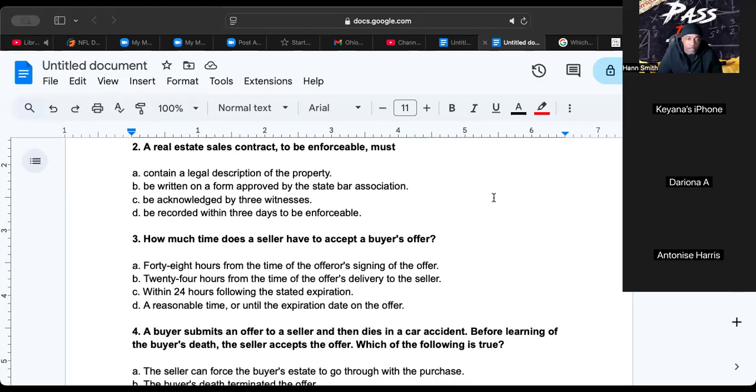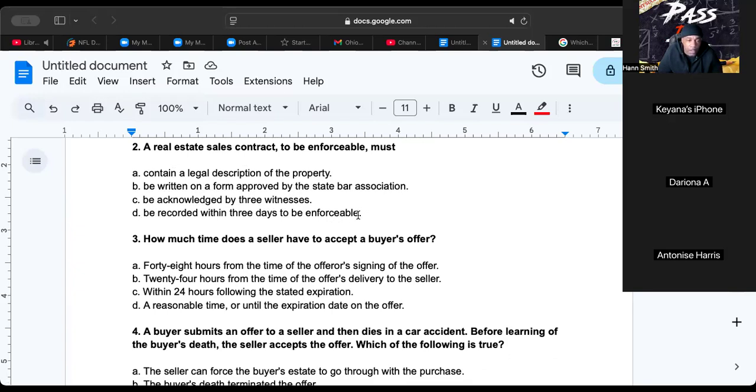All right. So a real estate contract to be enforceable must, is it A, contain a legal description of the property, B, be written on a form approved by the State Bar Association, C, be acknowledged by three witnesses, or D, be recorded within 3 days to be enforceable.